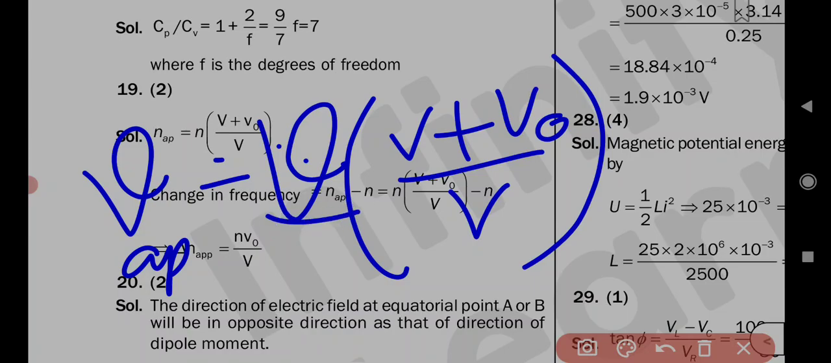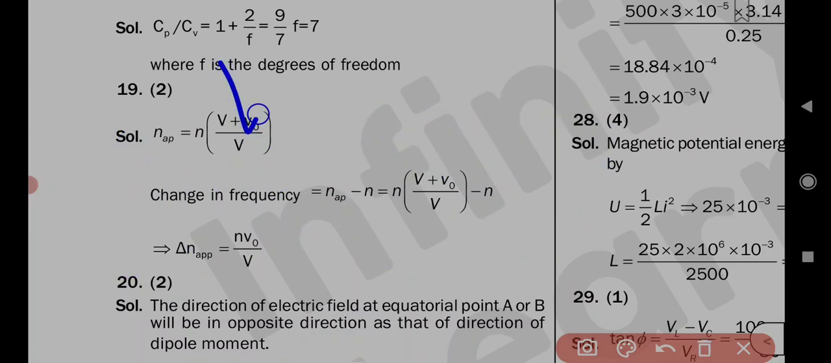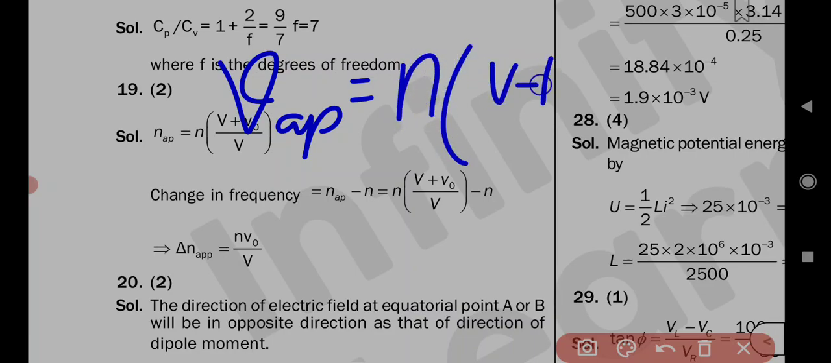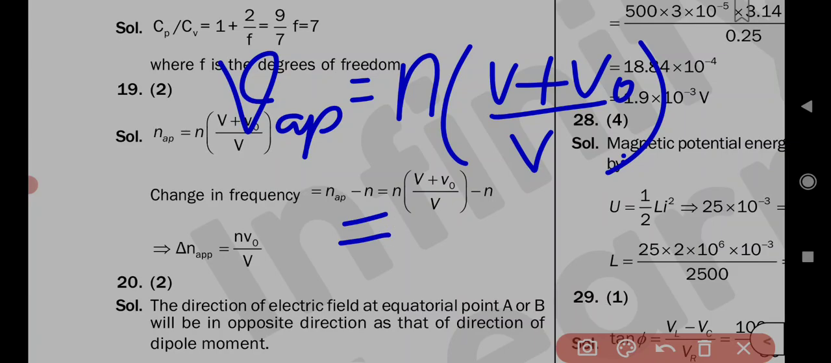This they have given. Okay, I am rewriting the equation. The new apparent frequency is n times v plus v naught, where the source is at rest, so v by v. How to write this type of equation, I will teach in another video. So please comment in the comment section. I'll definitely make sure that I make that video. Okay, so this is the thing.